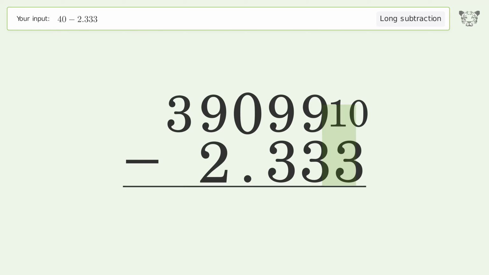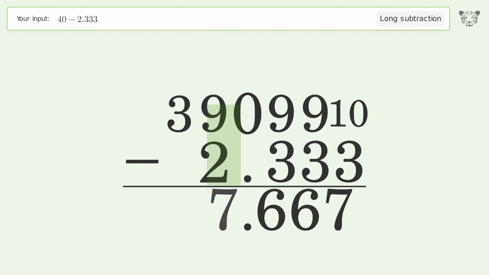10 minus 3 equals 7. 9 minus 3 equals 6. 9 minus 3 equals 6. 9 minus 2 equals 7. Write 3 in the tens place. And so the final result is 37.667.